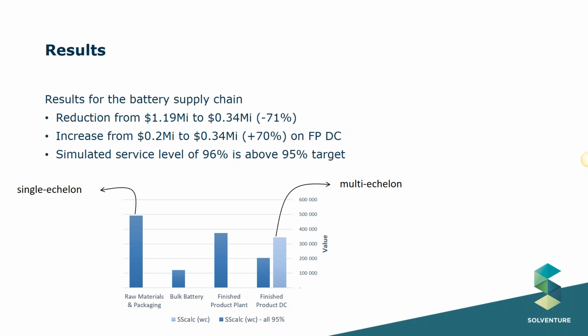We have simulated this. We applied the advanced simulation, and you see that the service level is 96%, which is above the 95% target. Now, why do we have a higher service level? Because the mathematics are quite complex, and you typically make a conservative approximation. So we are still on the safe side.